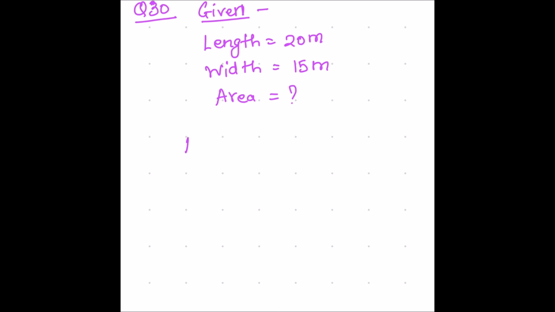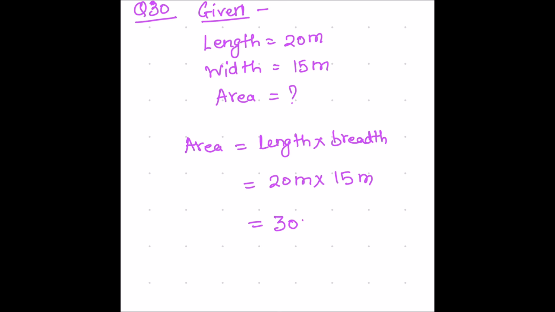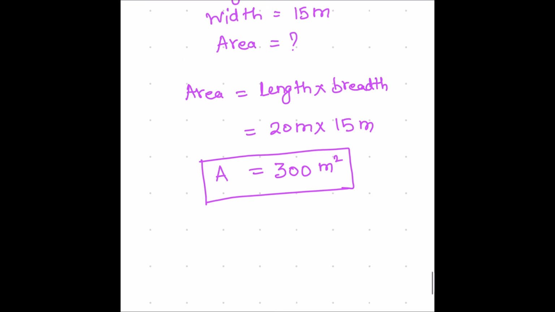So we know that the area of the garden or area of a rectangle equals length times width or breadth. So length is given as 20 meters times width is given as 15 meters. So let's multiply the two numbers. 15 times 2 is 30 and we'll add a 0 here. This is our answer.